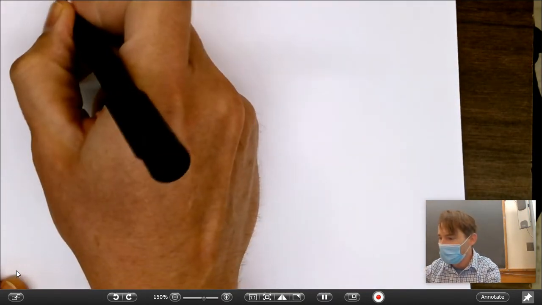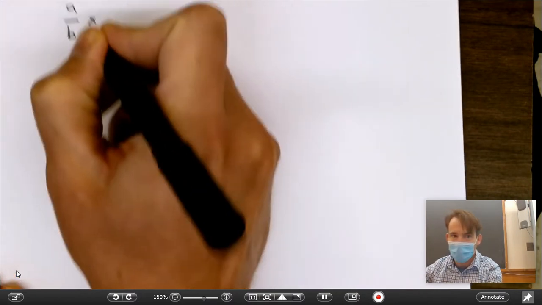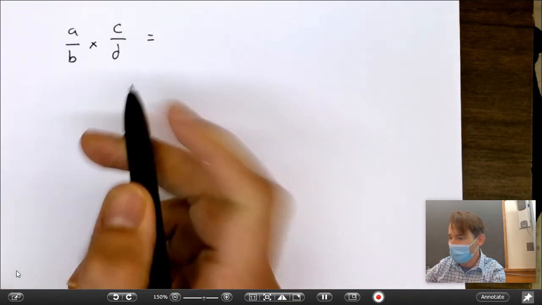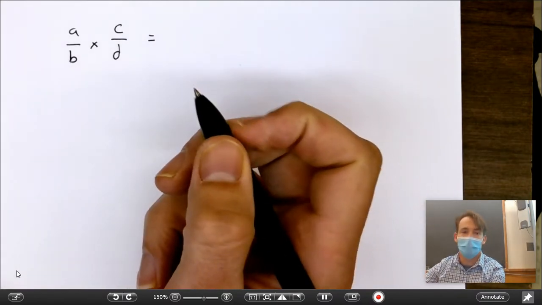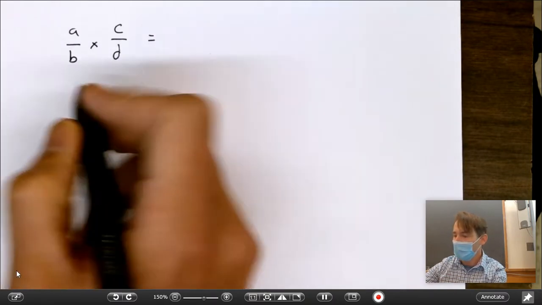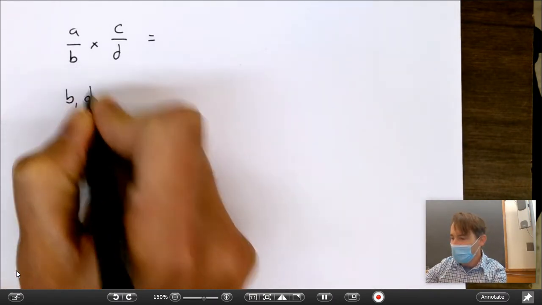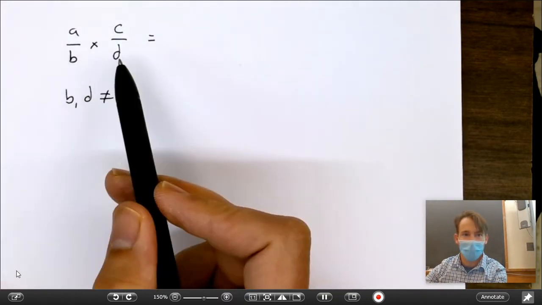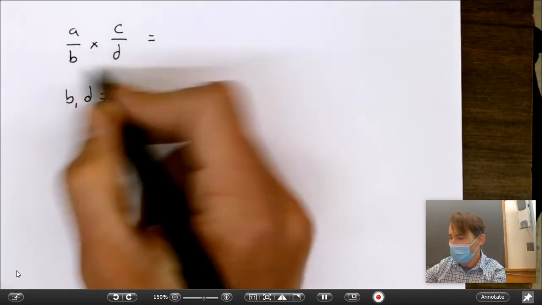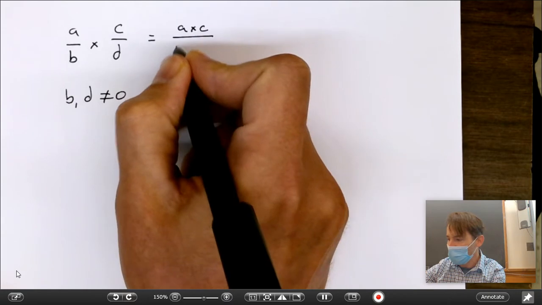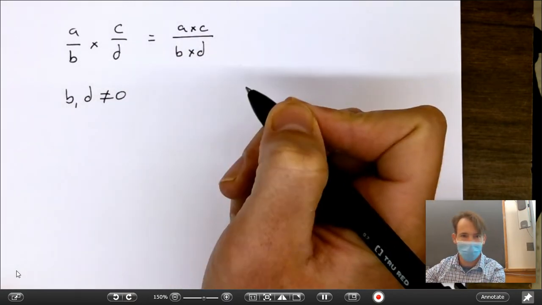If I'm multiplying fractions, a over b multiplied by c over d, these are called numerators, these are called denominators. So I could even, at this point, say there's some restrictions on these fractions. A, B, C, and D are any numbers, but B and D cannot equal 0, because we can't have denominators of 0 on these fractions. So when I multiply these fractions, I do A times C on the top, all over B times D.